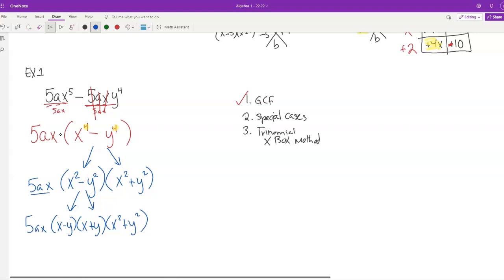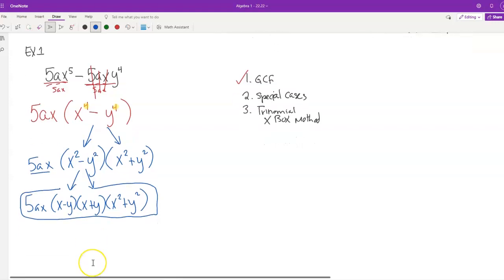And now we have completely factored this. And we could go back and check and multiply it out, and we should get back to where we started if we were to do the multiplying. So after we do a step, we always want to constantly recheck our work and see if any of the factors that are left, can we take it another step further? Okay.